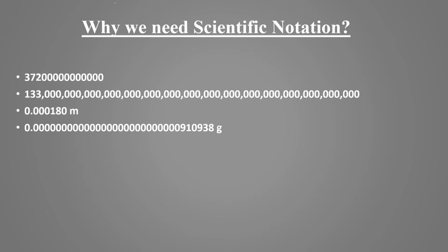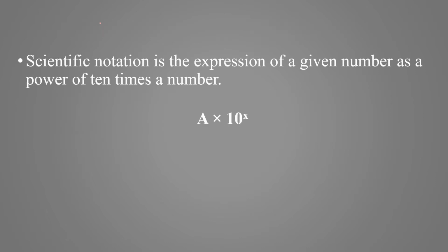So scientific notation can actually help us out here. Instead of using all these long sequences of zeros, scientific notation helps us get rid of them and write these numbers in a shorter and more compact way. So let's see what scientific notation is. Scientific notation is the expression of a given number as a power of 10 times a number.